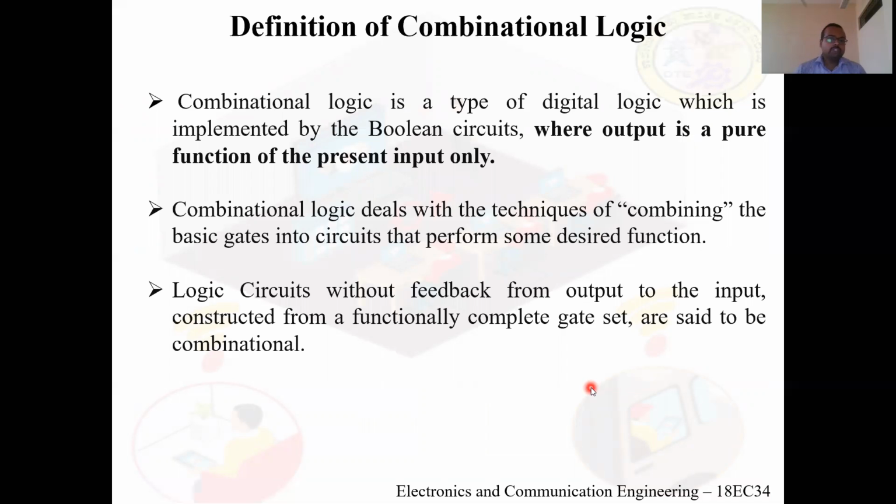What is combinational logic? Combinational logic is a type of digital logic which is implemented with Boolean circuits where the output is a pure function of present input only. It means that the output depends on the combination of inputs. And also in combinational logic, we don't have any feedback from output to the input. These are constructed from a functionally complete gate set. It means that when I say combinational circuit, the output is a pure function of the combination of inputs only, and there is no feedback from output to the input.